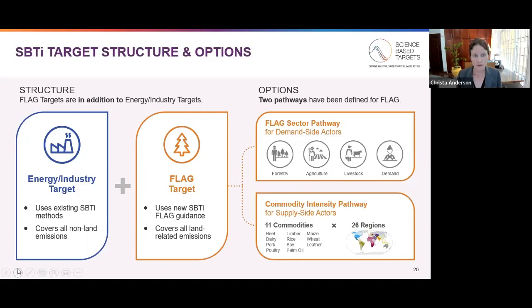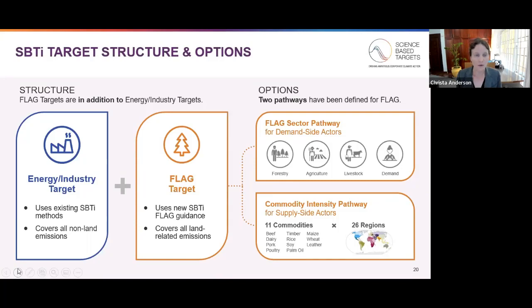We also, for the first time in science-based targets, have made these pathways regional. So that means that for companies who are setting commodity pathway targets for one of these commodities, they also specify from which region they're sourcing that commodity. And this enables targets to be specified to what is the average intensity of emissions in a given region, and also what are the mitigation options for that region.